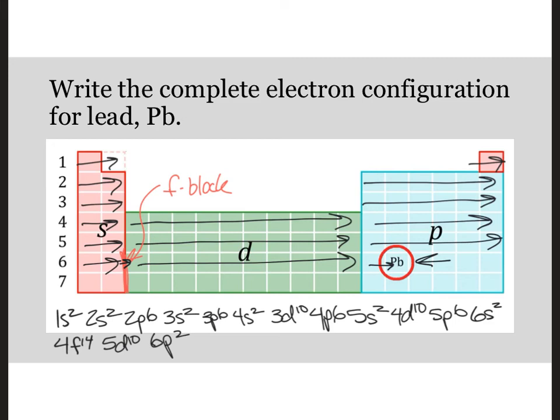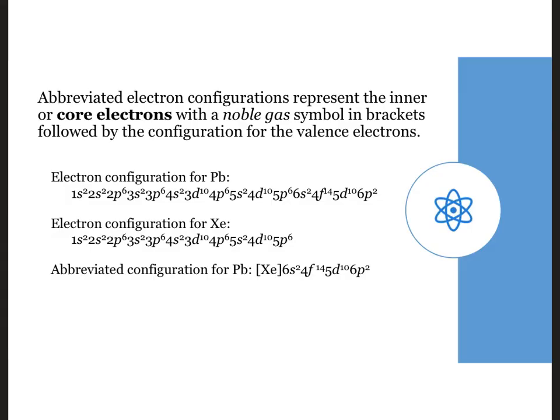Let's look at a better way to write the electron configurations for elements far down in the periodic table. If we compare the electron configuration for lead to that of the nearest noble gas preceding lead, we see that xenon matches the core electrons of lead exactly. Noble gas symbols are used because noble gases have a completed outer electron shell, and layering electrons outside of this completed shell necessarily makes them core electrons. This shortens the notation for lead to what I've shown here.